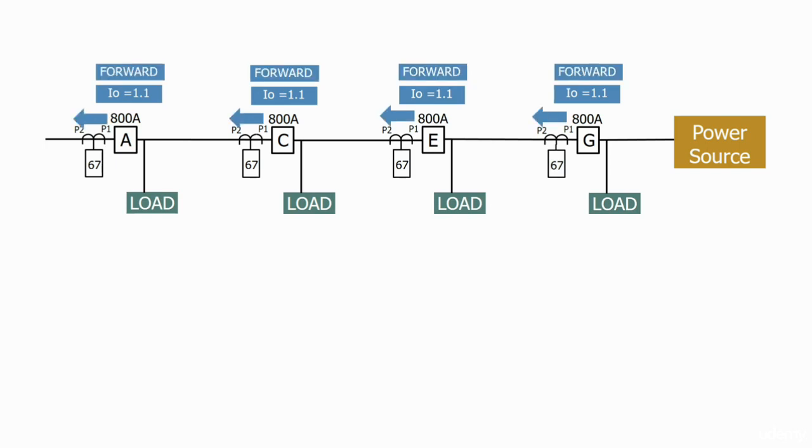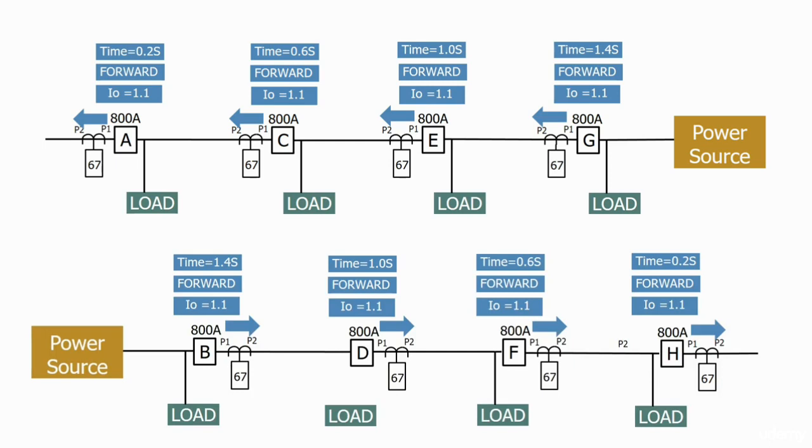We want the relay farthest away from the power source to have the shortest duration, so let's give it a delay of 0.2 seconds. As the relays get closer to the power source, the time delay should increase. So let's add a time increment of 0.4 seconds for each of the relays as they step towards the power source. Let's now apply the same principle to the second chain.